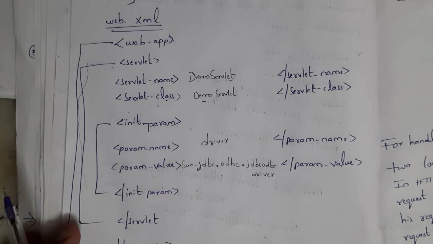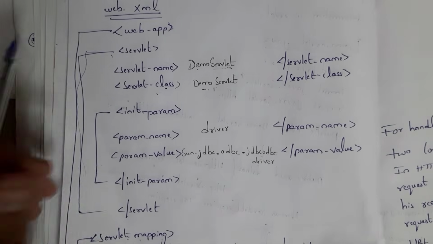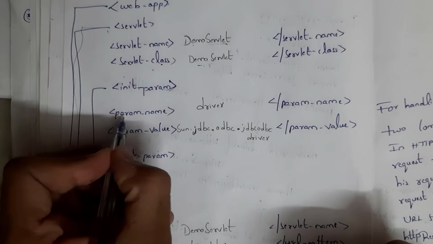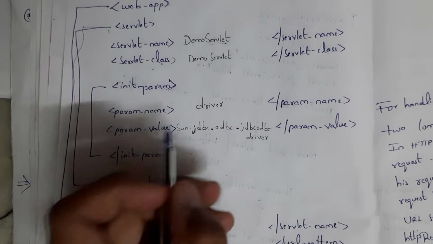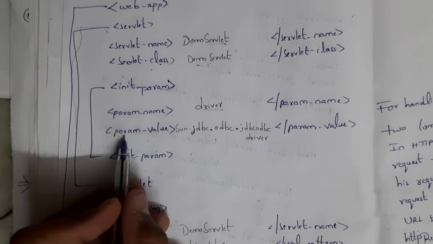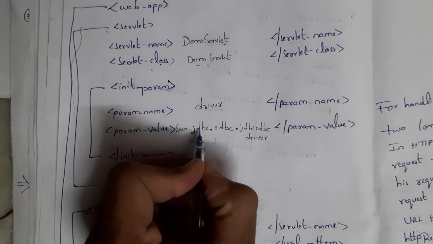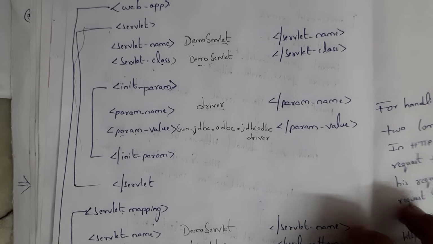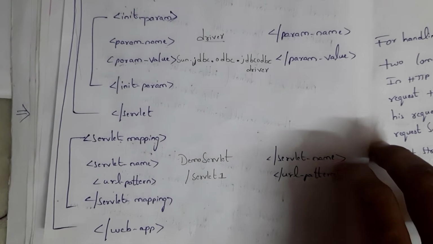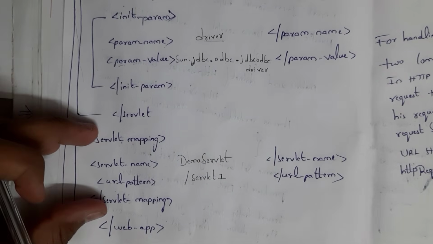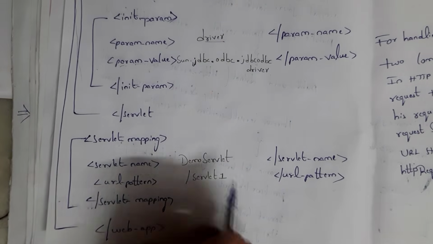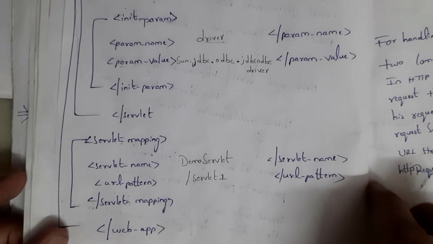After creating the servlet name and servlet class, you need to create init-param. The init-param also contains param-name and param-value, where the param-name is driver and the param-value is the sun.jdbc.odbc driver. These are the name and value of the init parameter. After that I need to create servlet-mapping. Inside servlet-mapping I gave servlet-name as DemoServlet and url-pattern as servlet1. This is the web.xml file.